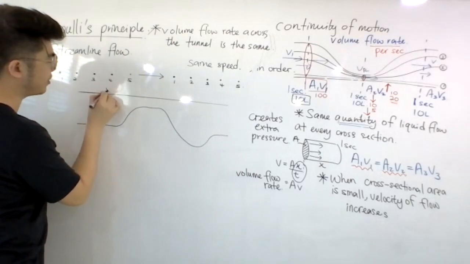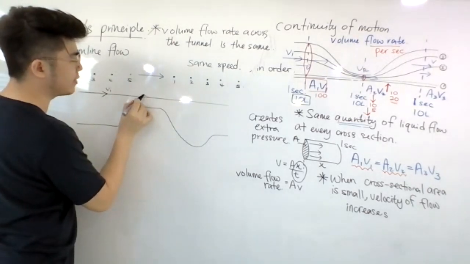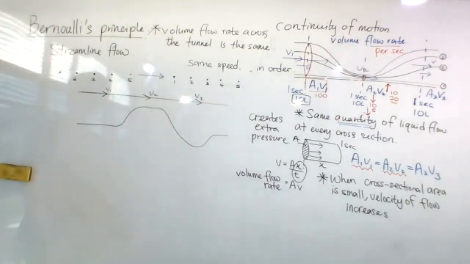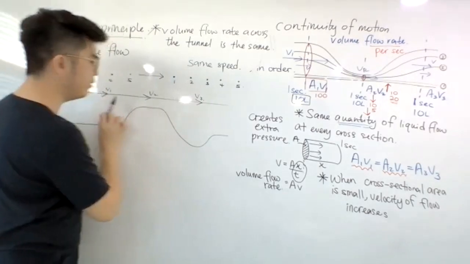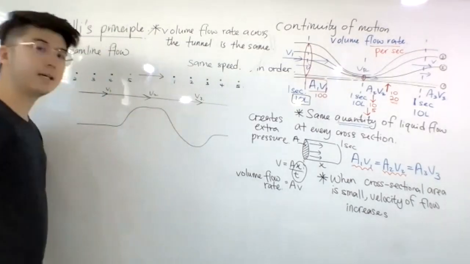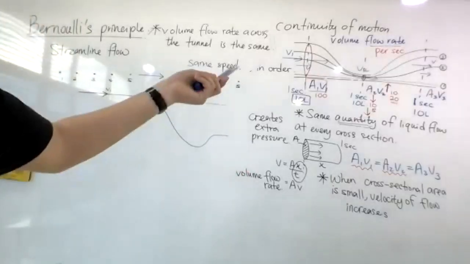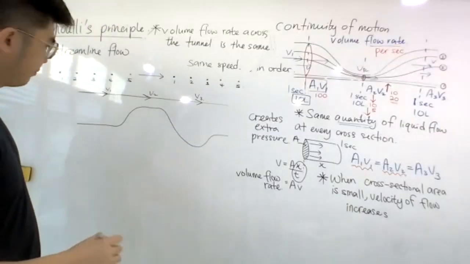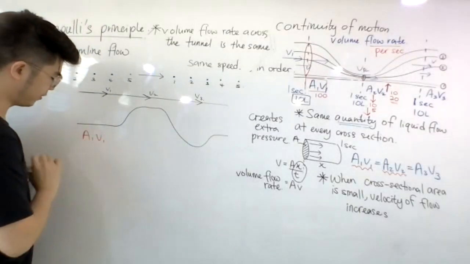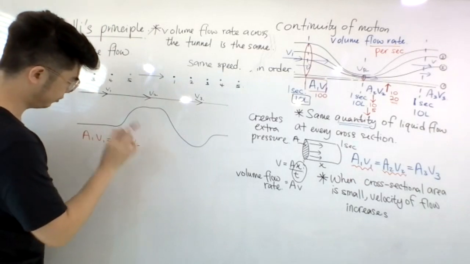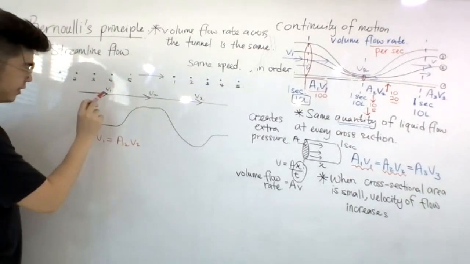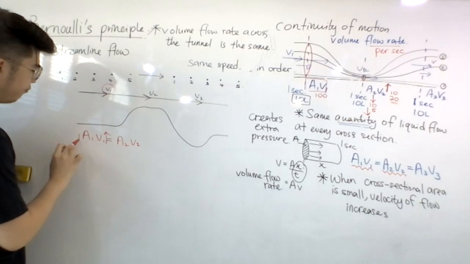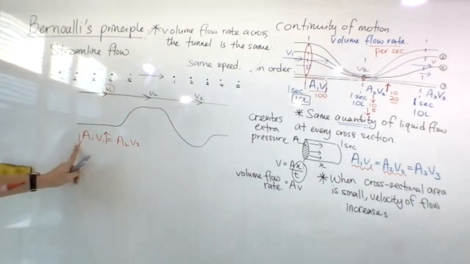Here it is flowing at a certain velocity V1. Here it is flowing at a certain velocity V2, and here V3. Now, judging from the speed, I can tell how deep it is without seeing the bottom. How do I tell? Again, it's based on the continuity of motion. A1 V1 equals A2 V2. If the speed of the flow I see is very high, that means what? That means the cross-sectional area is very low.